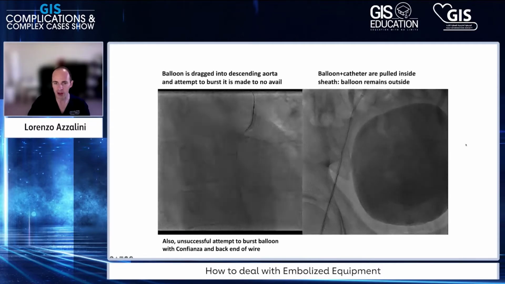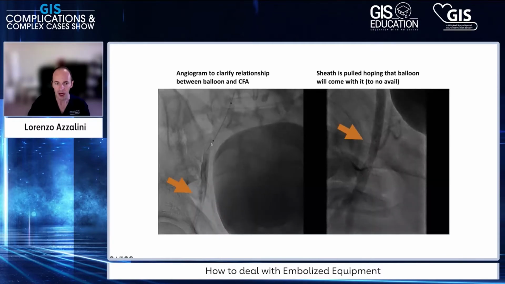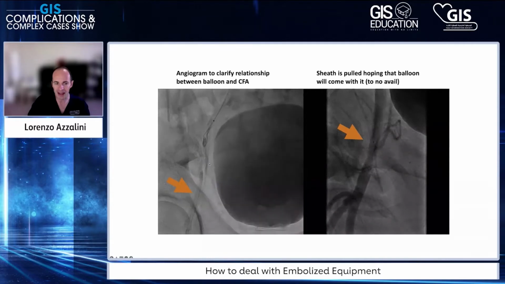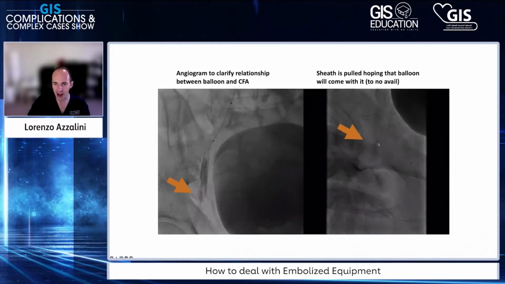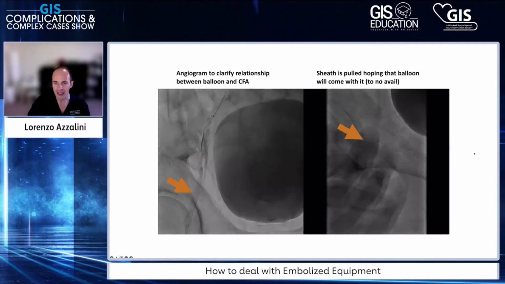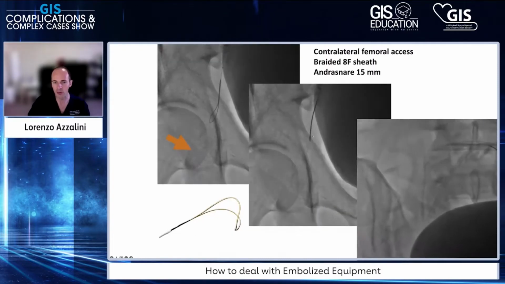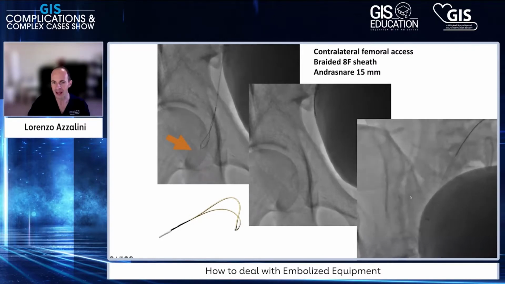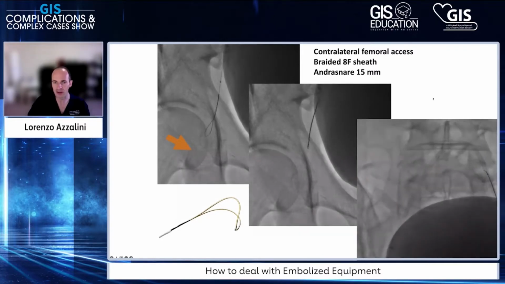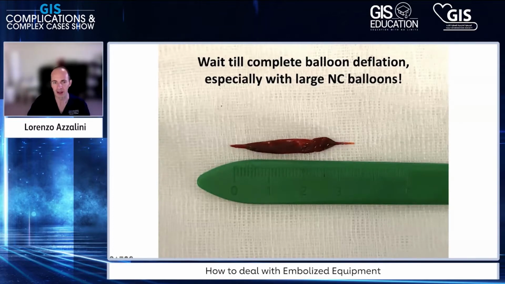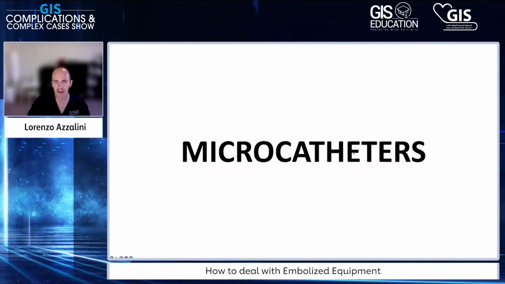And so at this point, we even try to pull out the sheath, but then the balloon remains trapped at the arteriotomy site. So what we do is obtain contralateral access, and with a big snare, we snare this fragment, and we snare it inside the sheath. And this is what happens when we pull it out. It was a very clear fracture here at the junction between the shaft and the actual balloon component. So we should wait until complete balloon deflation with large NC balloons.